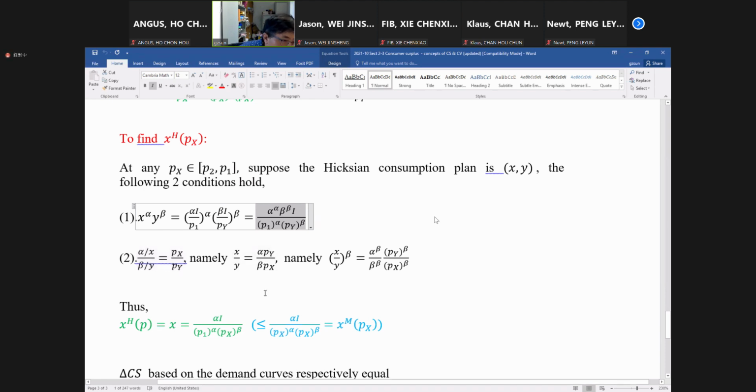Why do we do that? What's the point for doing so? The point is we want to find out for any level of price, the value for x. This is the Hicks demand at px. This is what we are looking for. But here the point is equation 1 has two variables x, y. Equation 2 has two variables x and y. We want to get rid of y. How to get rid of y?